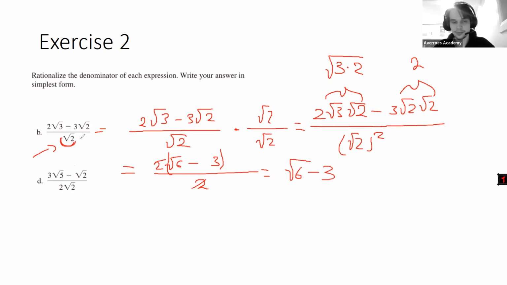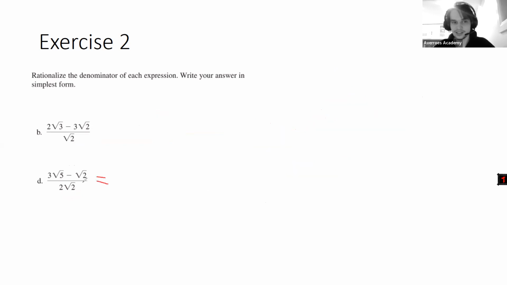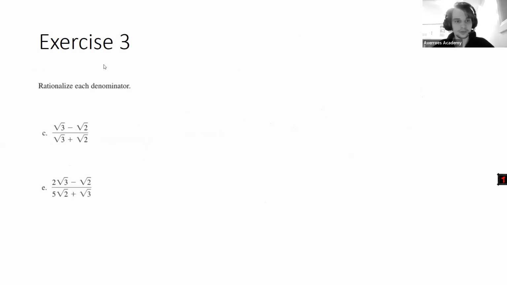For the second example, again, we're going to multiply by square root of 2 because we only need to get rid of the radical expression. It would be done in exactly the same way, and we would simplify it as we did previously by factorizing the numerator and denominator. Let's move to the third exercise. Here we're going to rationalize the denominators.